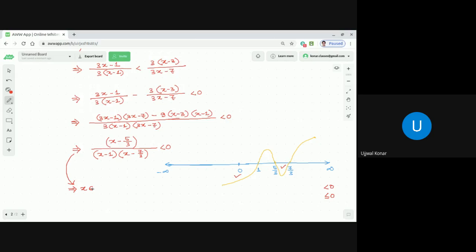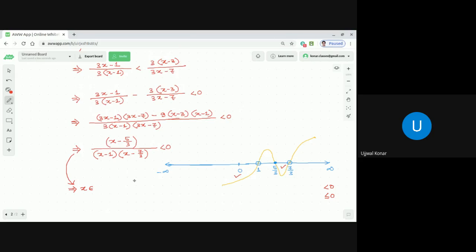X belongs to, and dear students, as the inequality contains less than 0, everything should be open interval. One point I forgot to mention in between, that 5 by 3 should be a filled circle and 1 and 7 by 3 should be an unfilled circle. Though it is not very context sensitive in our discussion because it is less than 0 in the inequation, anyway, I should have said this thing.